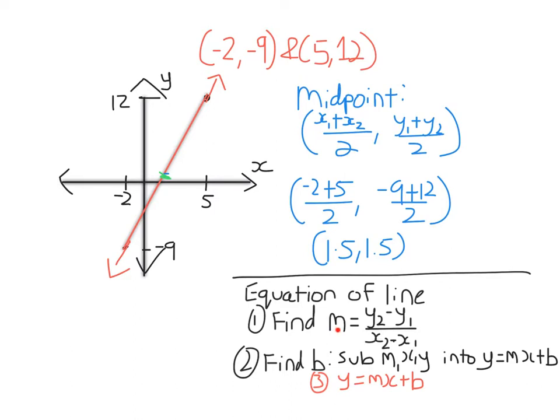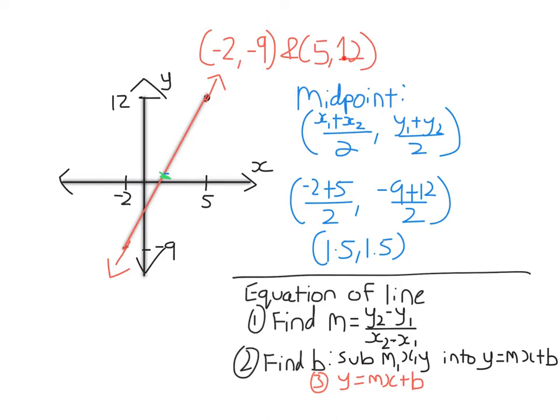We first find m. That's the gradient, and we use the 2-point formula to find the gradient. This means the y coordinate of the second point minus the y coordinate of the first point, over the x coordinate of the second point minus the x coordinate of the first point. It's just rise over run. The rise is how far we've gone up, and the run is how far we've gone across. When you've found the gradient, you substitute it, with x and y coming from one of the points, into this equation and rearrange to find what b is.